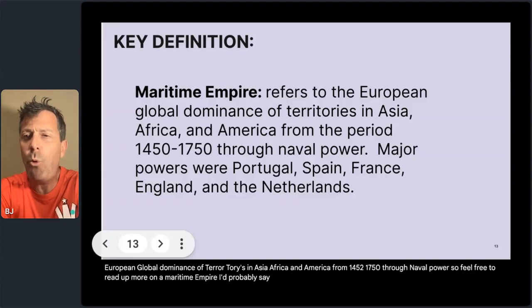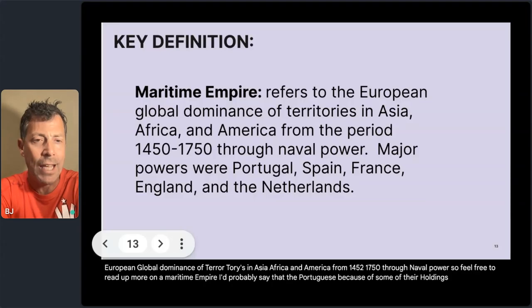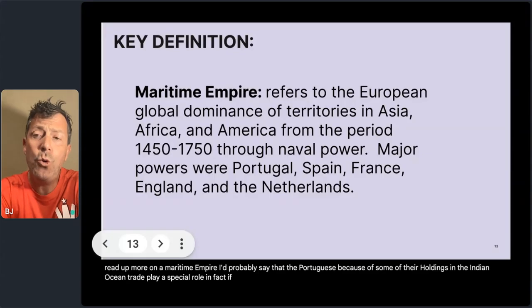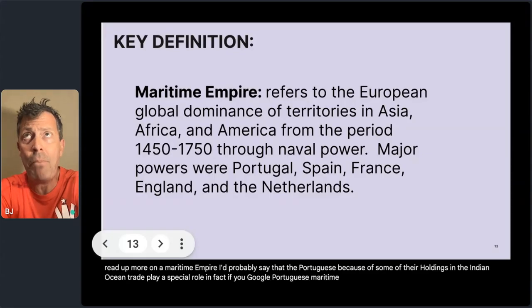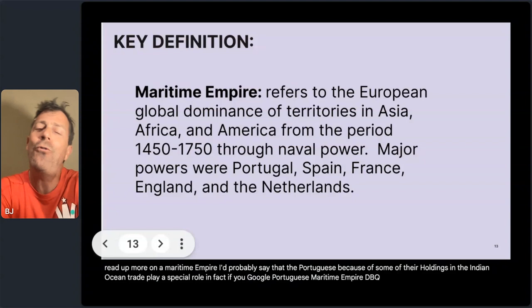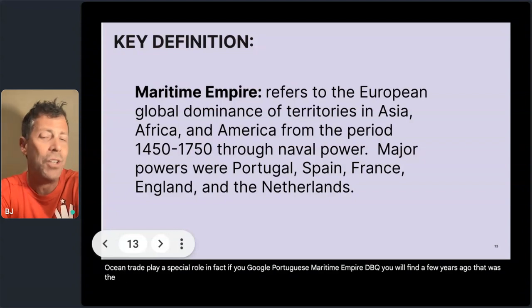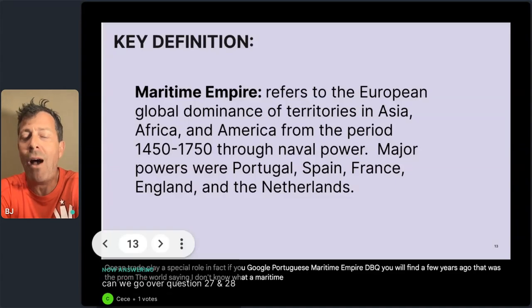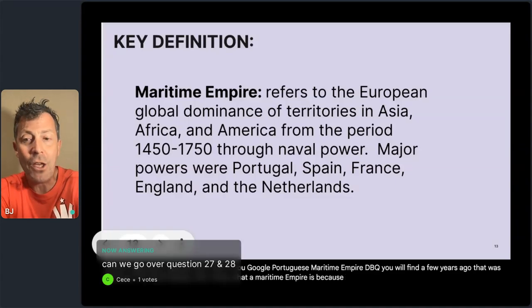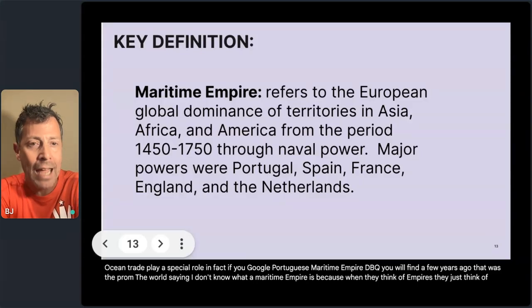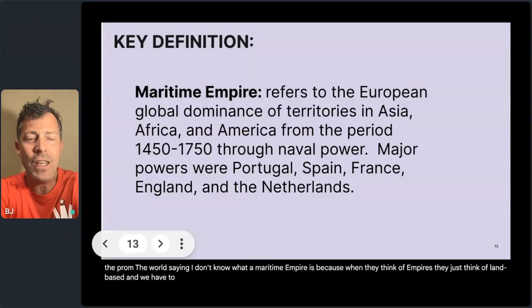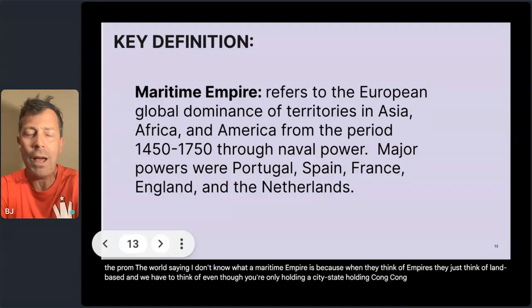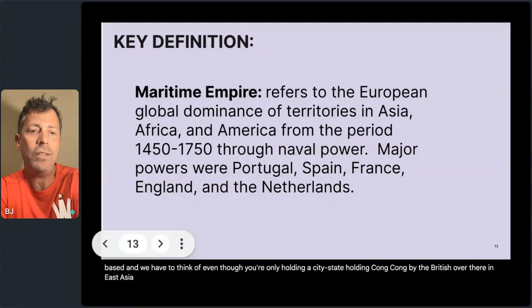I'd probably say that the Portuguese, because of some of their holdings in the Indian Ocean trade, play a special role. In fact, if you Google Portuguese Maritime Empire DBQ, you will find a few years ago that was the prompt. And there were kids all over the world saying, I don't know what a maritime empire is. Because when they think of empires, they just think of land-based. And we have to think of, even though you're only holding a city-state, holding Hong Kong by the British over there in East Asia was significant.